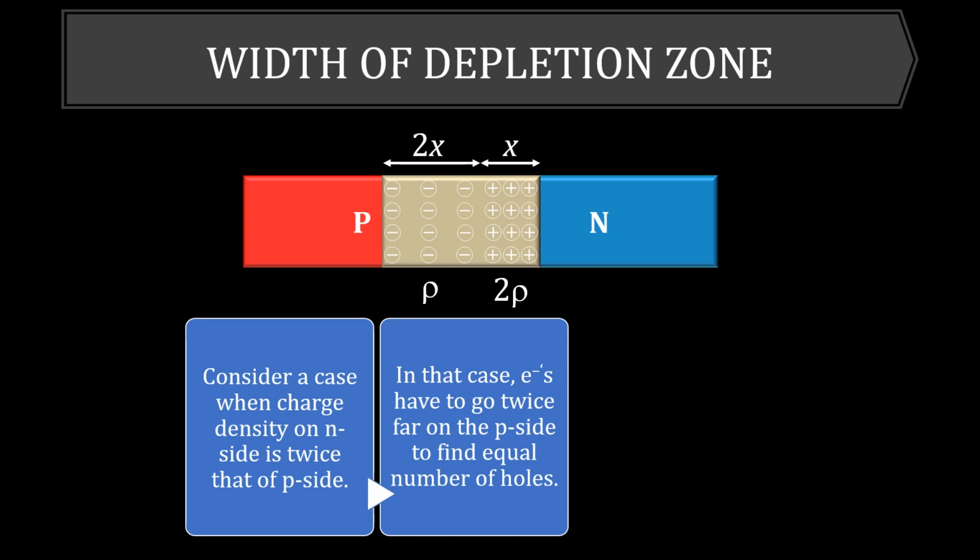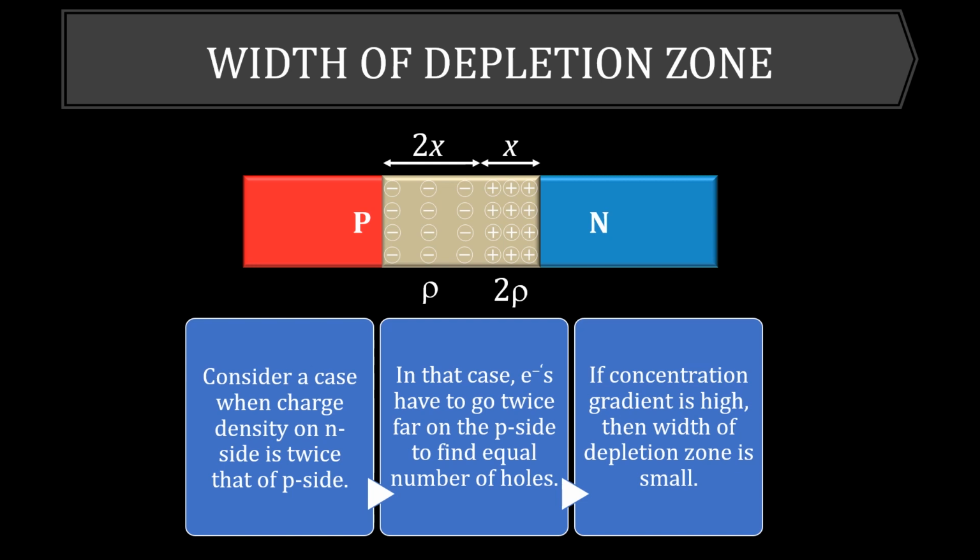Because on the N side the concentration gradient was high, therefore the width of depletion zone on the N side was small. So we will remember this, we have to use this later in the chapter.